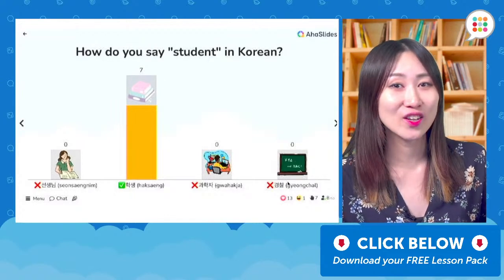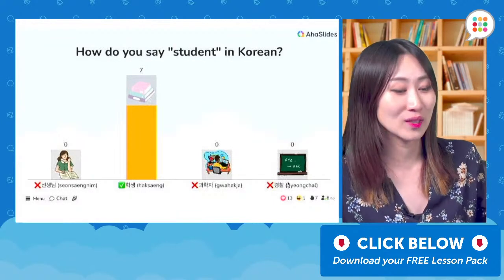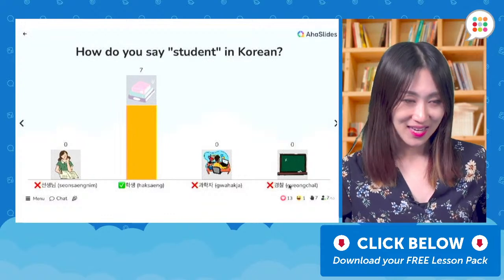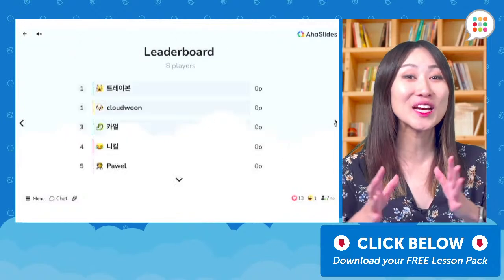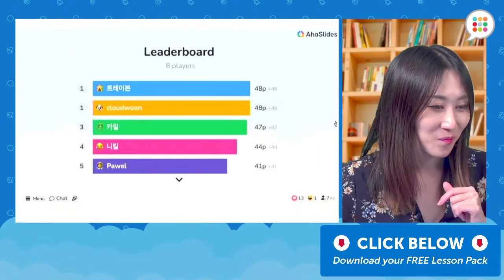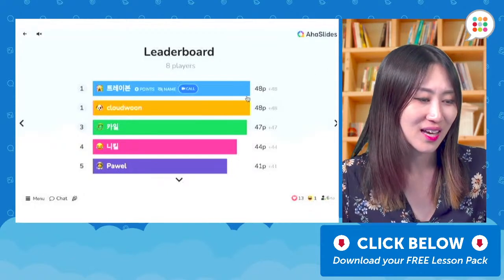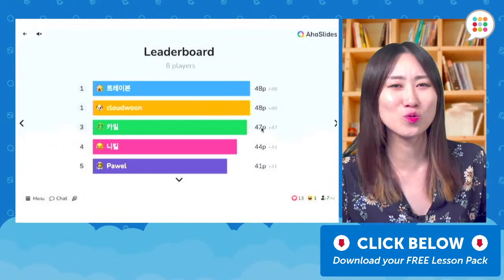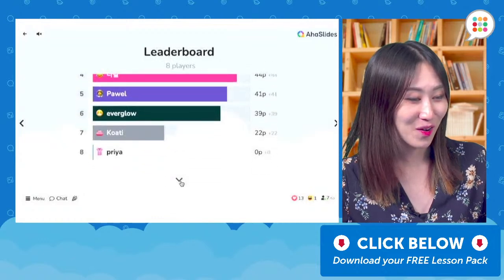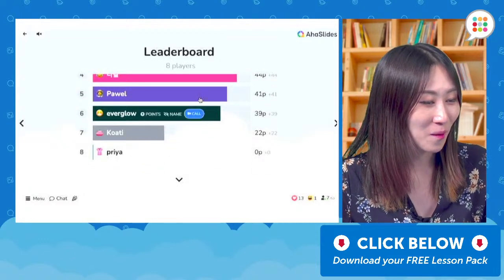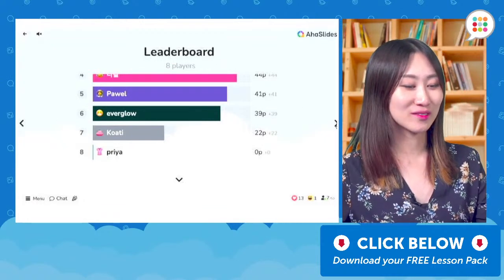And 경찰. 경찰 means police. Policeman. Police officer. Policewoman. Police. Okay. Next one. Good luck. 짠. Answer quickly. Oh, before that. Wow. Trayvon and Claudine answered very quickly. Yes. Kyle, very close. Oh, with just 1 point, but almost. Oh, we have 8 players now. Oh, Priya, Kwati, Everglow, Powell, and Kyle. Good luck. Next one. 짜잔.